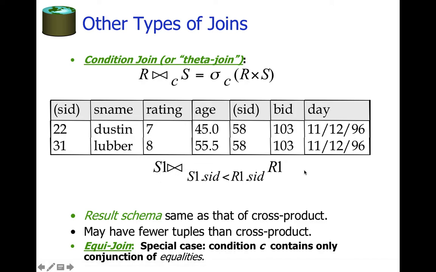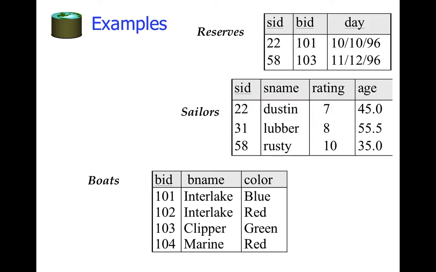This is an example of S1 and R1 where S1.SID is less than R1.SID, for example. Maybe we need such information. As you can see, this SID is 22, this one is 58, this one is 31, and this one is 58, and definitely this SID is less than this SID. So you still have the same schema as the cross product, but we have fewer tuples. And we have equijoin, where the condition is only for equalities, rather than less than or greater than.